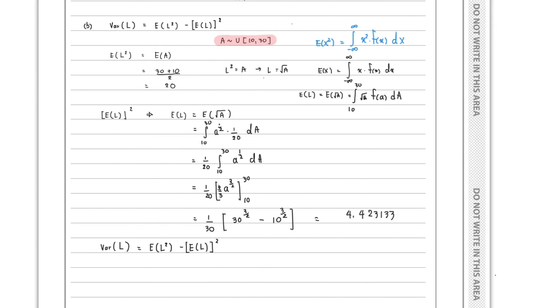4.423133. So we already got both values. Now we can find the variance. E of L squared is 20 minus 4.423133. That's E of L, so you have to square it here. And the answer is 0.4358, which we can round to three significant figures, 0.436. That's the answer.